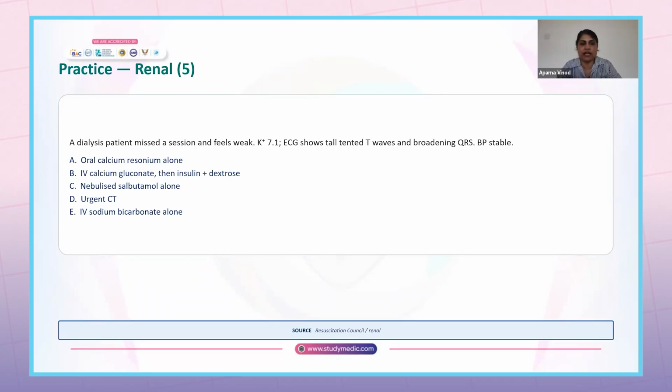Will you just go ahead with calcium resonium, or will you give IV calcium gluconate and then insulin dextrose? Will you just give nebulized salbutamol? Will you go ahead with an urgent CT, or will you give IV sodium bicarbonate alone?